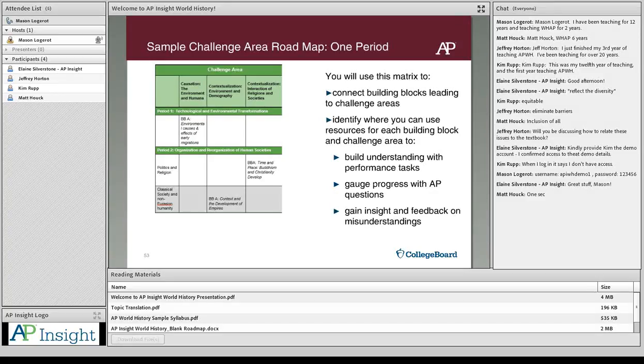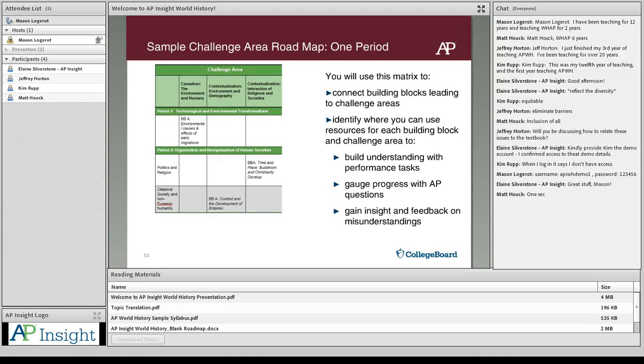What you're going to do now, and I'm going to give you about 5 minutes or so to start doing this, you probably won't finish it, but you can at least get started, is under each challenge area, start thinking about the building blocks that go inside that challenge area and where they're going to fit in your time periods. So is it going to be under period 1, period 2, period 3, and so on?